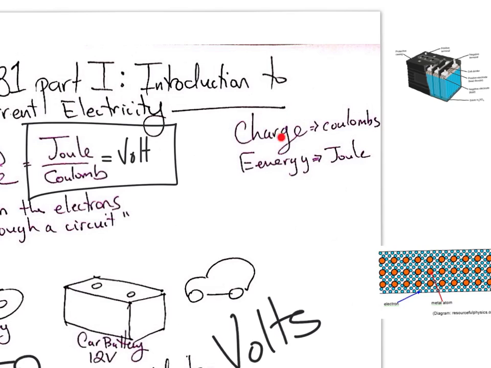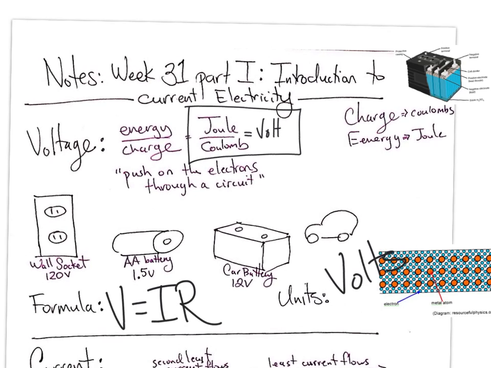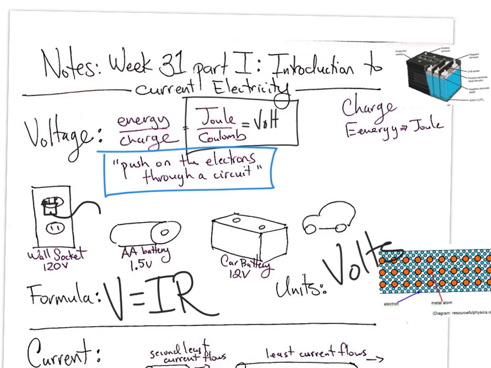Yes, so this is a little review. Charge is measured in coulombs and energy is measured in joules. So voltage you can think of as the push on the electrons through the circuit. When you plug something into a wall socket, there are two openings, sometimes three, one is for ground, but basically it takes electrons and runs them through the toaster, whatever you just plugged in, and then back into the wall socket. So that's a little description of voltage.